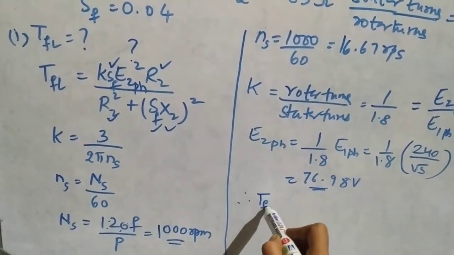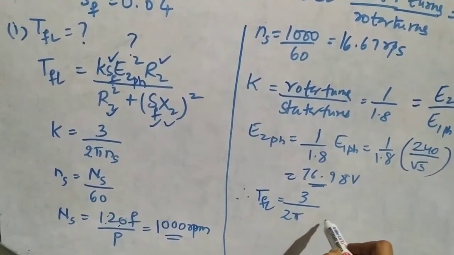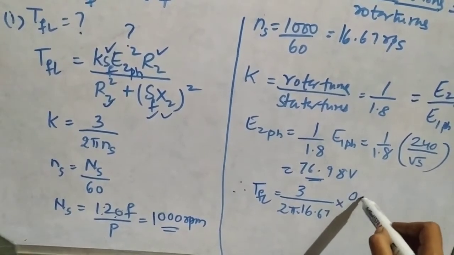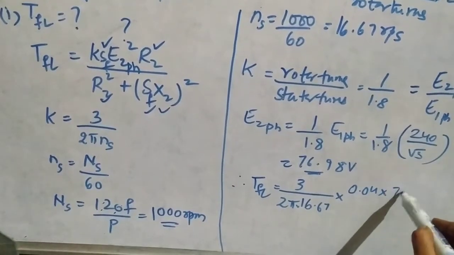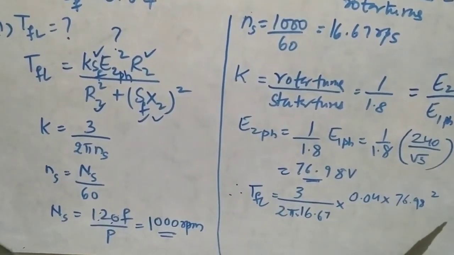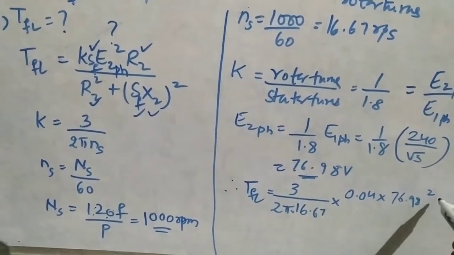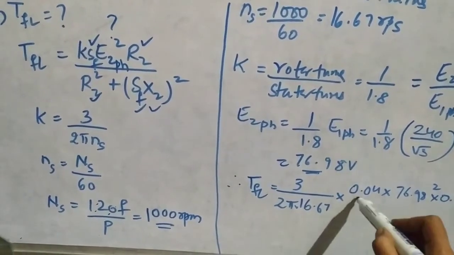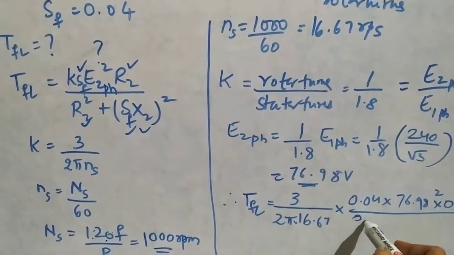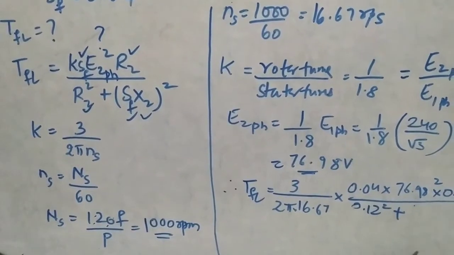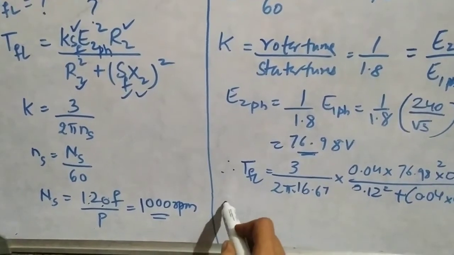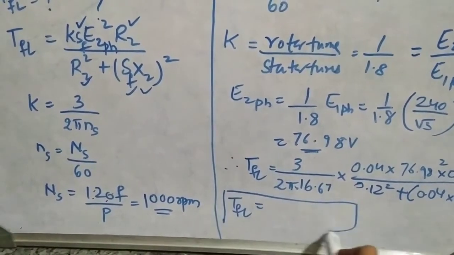Therefore, TFL value will be equal to 3 divided by 2 pi ns, that is 16.67, multiplied by SF, which is 0.04, multiplied by E2 phase square, 76.98 square, into R2, that is 0.12, divided by 0.12 square plus SF, that is 0.04, multiplied by 0.85 whole square.